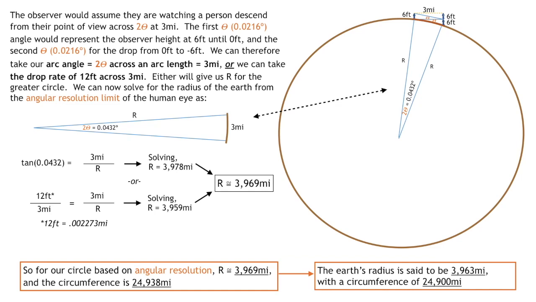Both will give us the numbers listed below, so we get for one number 3,978 miles, and for the other one 3,959 miles, giving us an average of 3,969 miles. So for our circle based on the angular resolution limit of the human eye, we can calculate a radius of 3,969 miles, and the circumference then comes out to 24,938 miles. And coincidentally or not, the Earth's radius is said to be 3,963 miles with a circumference of 24,900 miles.